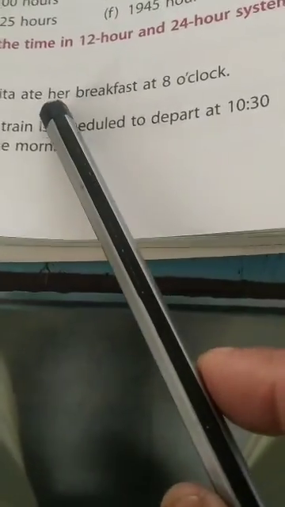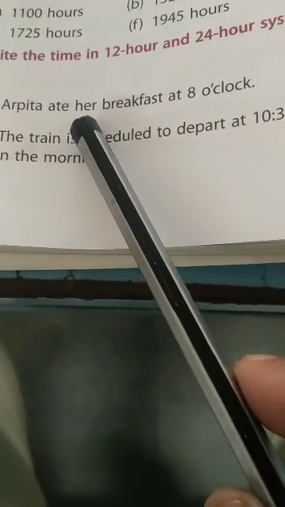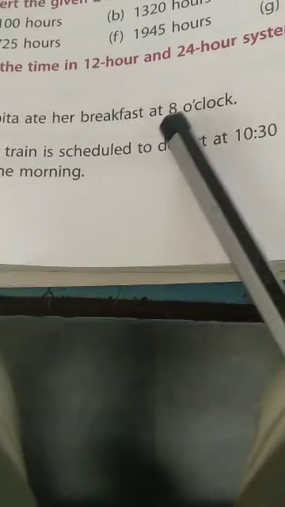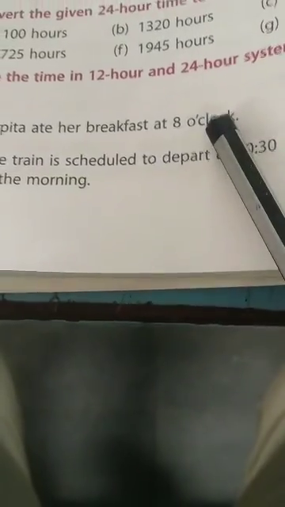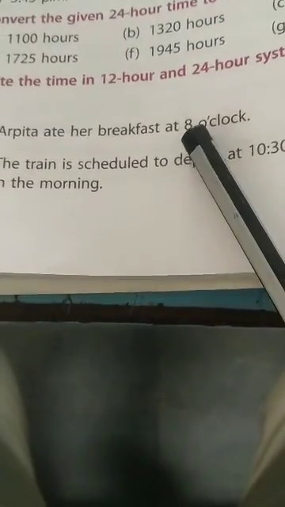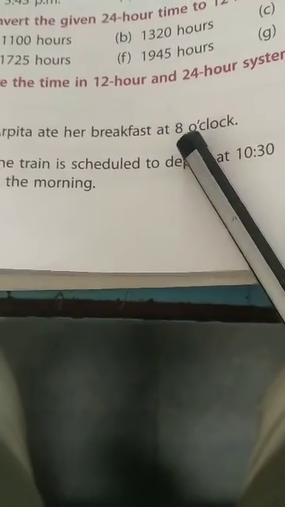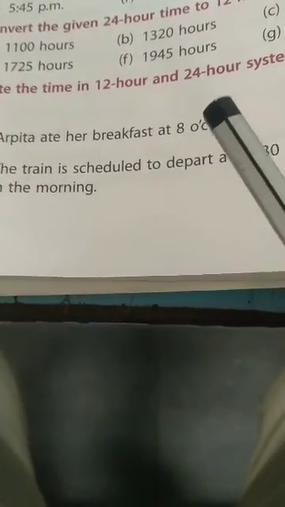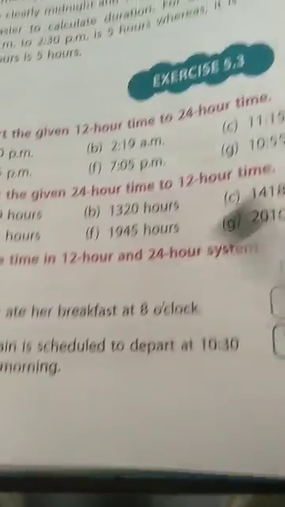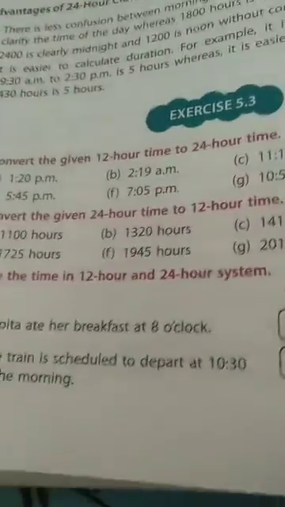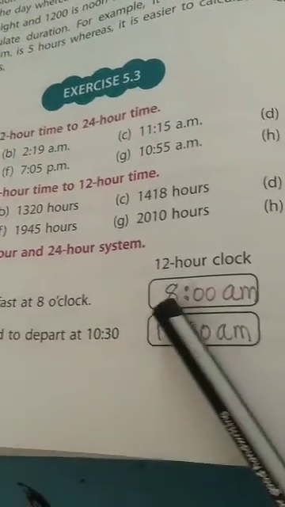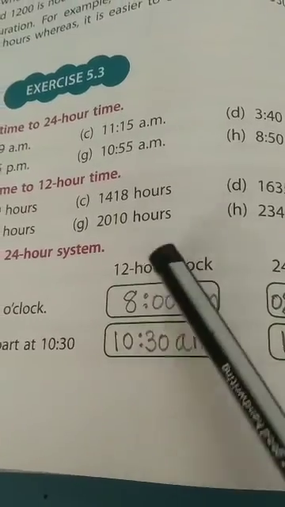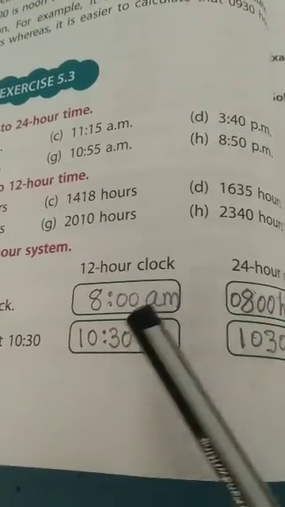Arpita ate her breakfast at 8 o'clock. Breakfast means tiffin. In the morning we eat breakfast. So it is morning, which means it is AM. Understood? It is AM. 8 o'clock means 8 AM. This is the 12 hour clock, 8 AM.